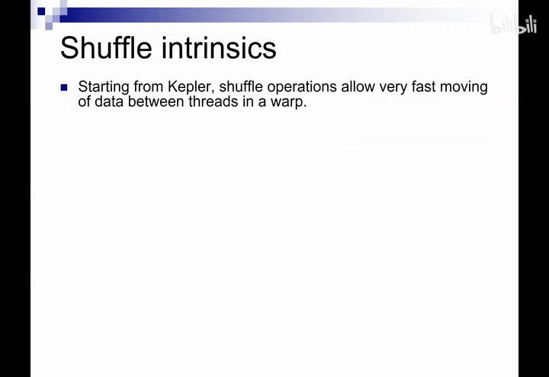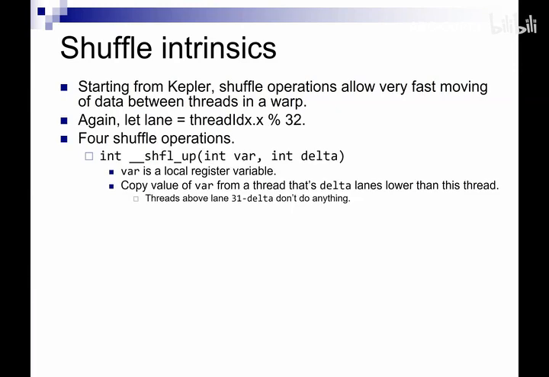Okay, so now we're going to introduce a final set of atomic intrinsics, and these are called the shuffle operations. The shuffle operation is also a warp-based operation, and it basically lets different threads within a warp share values. So it's like communication between the threads in a warp.